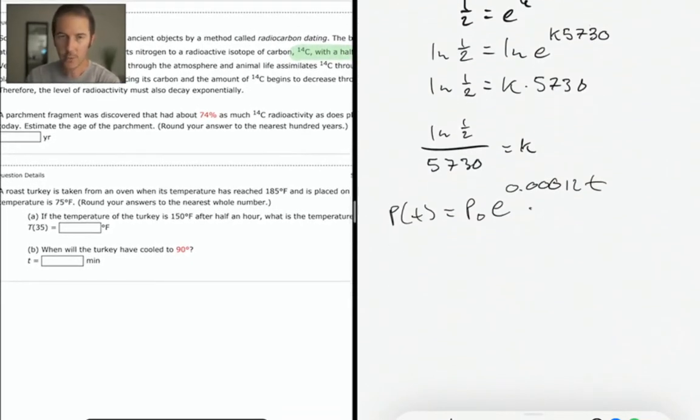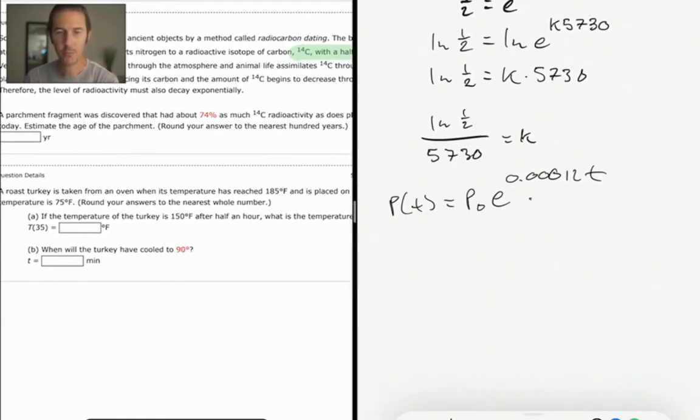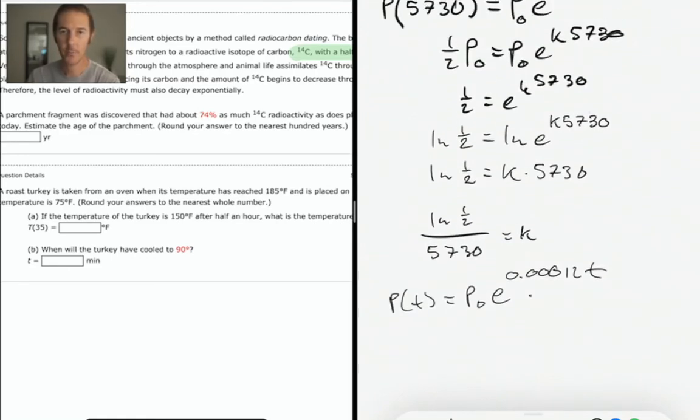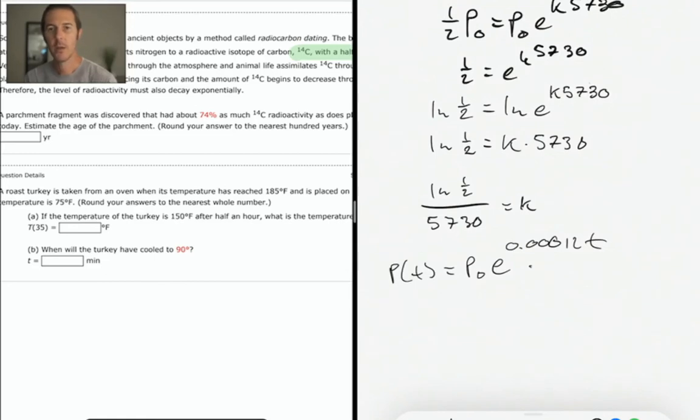We want to estimate the age of the parchment. Now, I don't know about you. It doesn't maybe really seem intuitive to me what we're going to do next, but maybe it does. Maybe this matches up nicely for you. Originally, we were talking about half-life. So we kept the P sub 0 on the right-hand side of the equation, and we made the left-hand side of the equation say 1/2 P sub 0. There it is at the top of the screen.